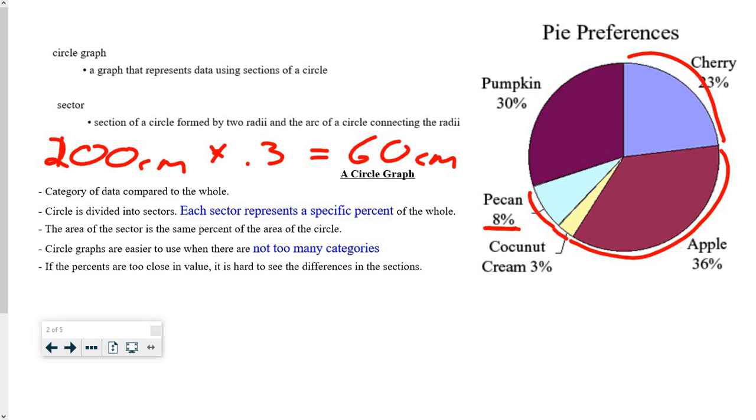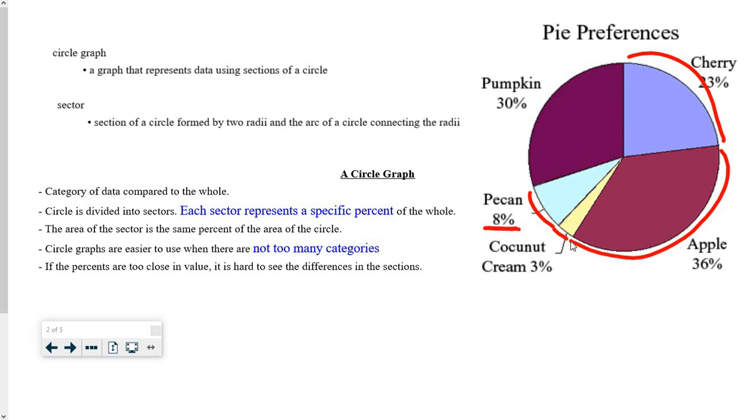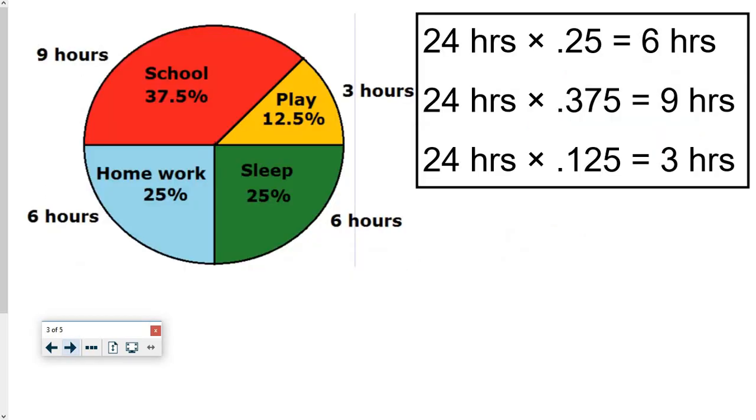Circle graphs are easy to use when there are not too many categories. If you have too many categories, it gets really tricky because you can't really compare them at all. If the percents are too close in value, it's also hard to see the differences in the sections. So it's really good to compare data to the whole, but not great to compare it to each other, really, if it's too close.